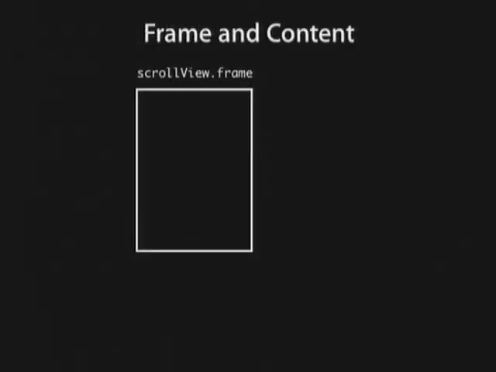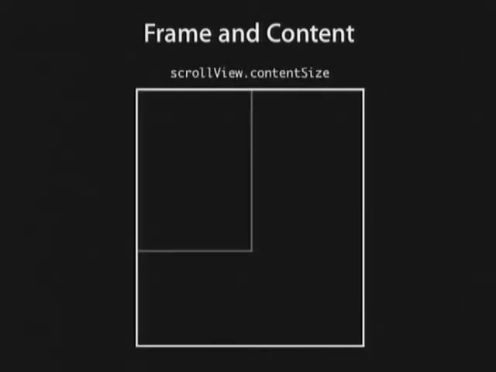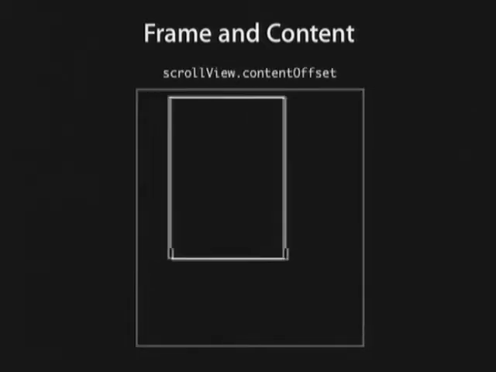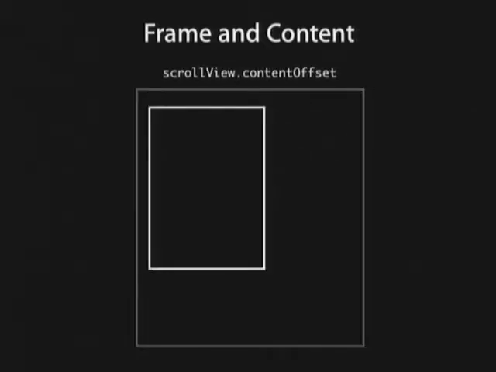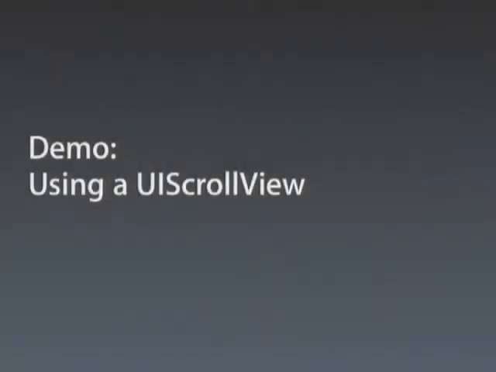So visually, how does this work? Scroll view has some frame that represents what you see on the screen. The content has some area that represents an area that goes off the screen. And there's a content offset property on the scroll view that lets you position that window in the content wherever you'd like. So let's jump to a demo of using this.